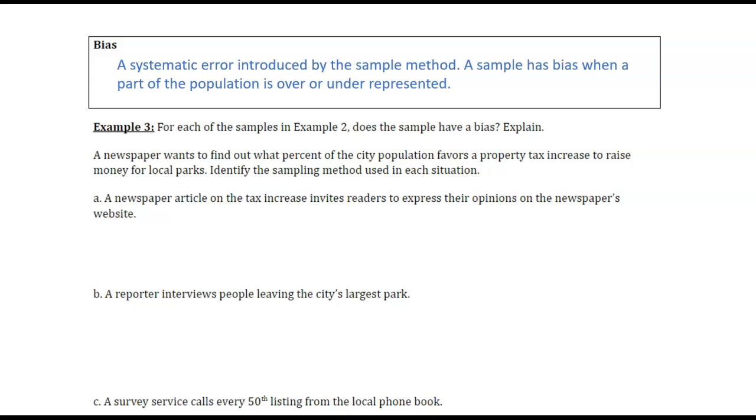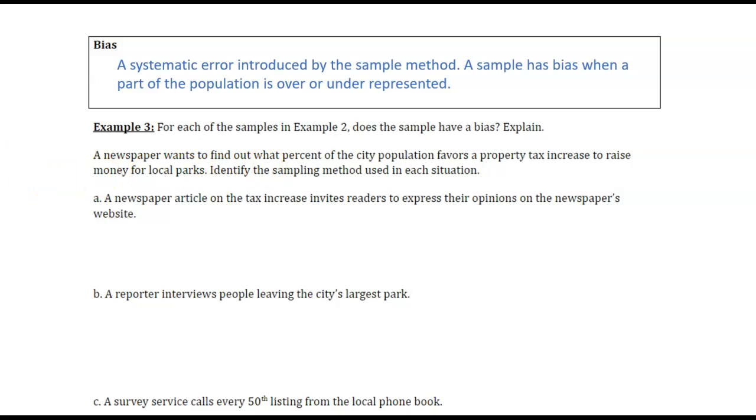So now we're going to talk about what a bias could be. Bias is a systematic error that occurs from the sample method. A sample has bias when a part of the population is over or underrepresented. This is the same situation as example 2. We're going to decide if these methods have bias. Remember, our goal is to see how people feel about paying more tax money for local parks.